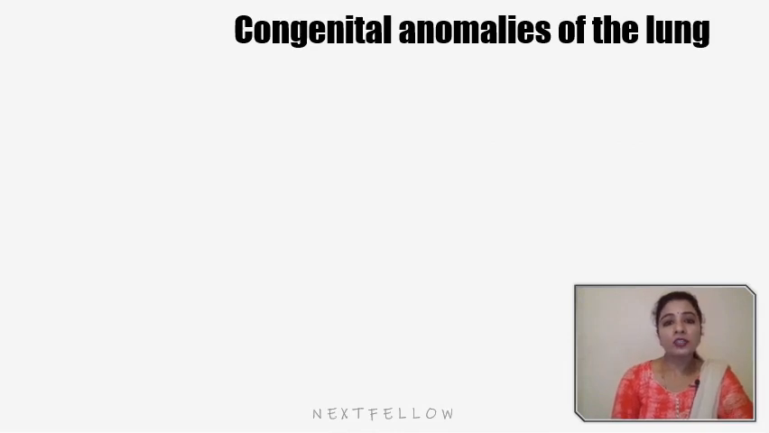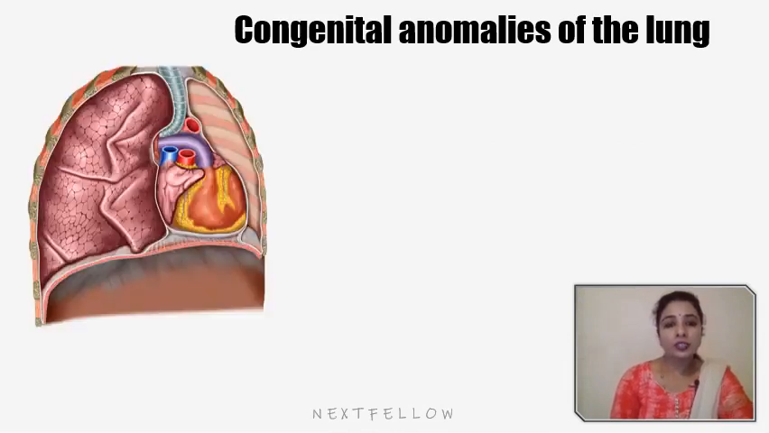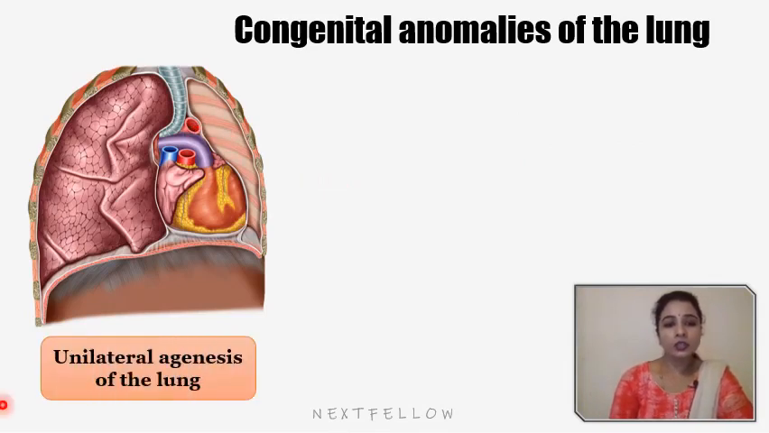Congenital anomalies with the development of lungs. Agenesis: here is a condition showing unilateral agenesis of the lung, non-development of the lung. It is a rare condition and occurs if one of the bronchial buds fails to develop. Agenesis of both lungs is still rarer. Unilateral agenesis of the lung is compatible with life, and that is what we see in this image.